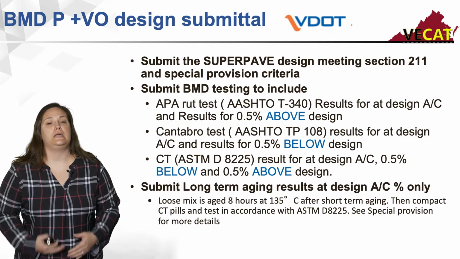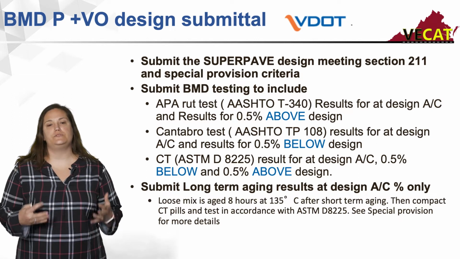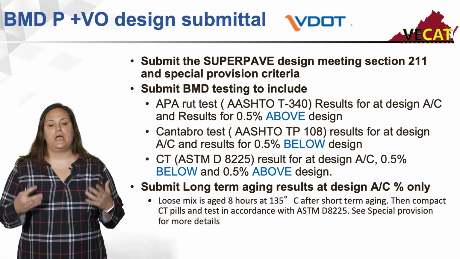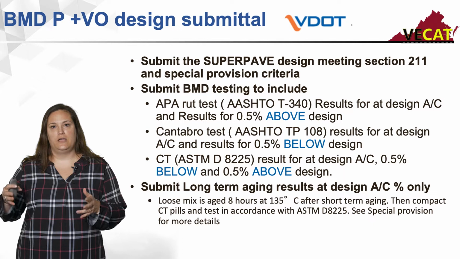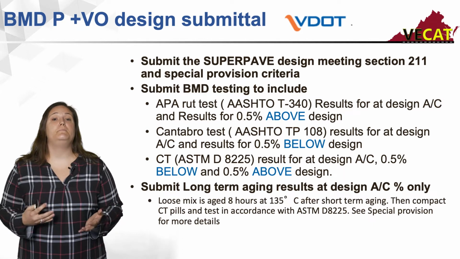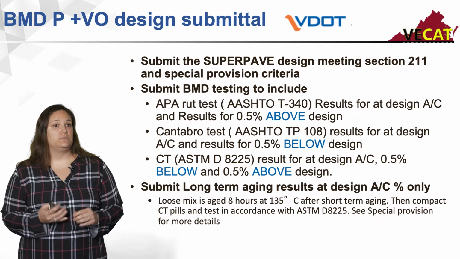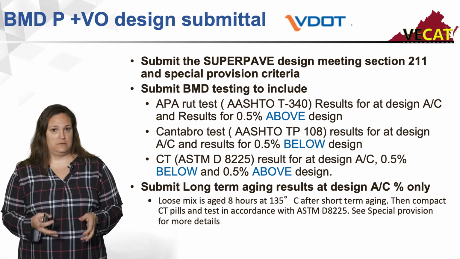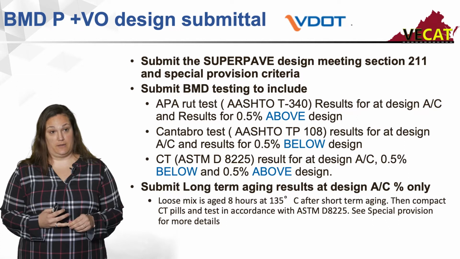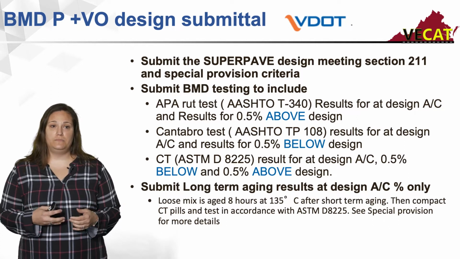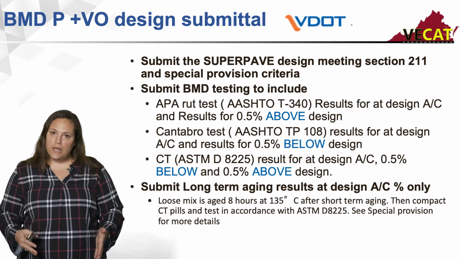So when you're submitting your design, it will still have to meet the Superpave. You'll still have to do your AC content at design range. You'll have to do your 0.5% below and your 0.5% above and your whole percent above. But for the balanced mix design portion of it, you have to do an APA rut test where you'll do it at design AC content and 0.5% above. Your Cantabro, you'll do it at design AC and 0.5% below.